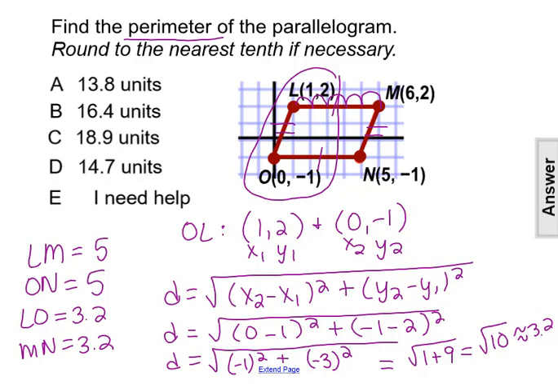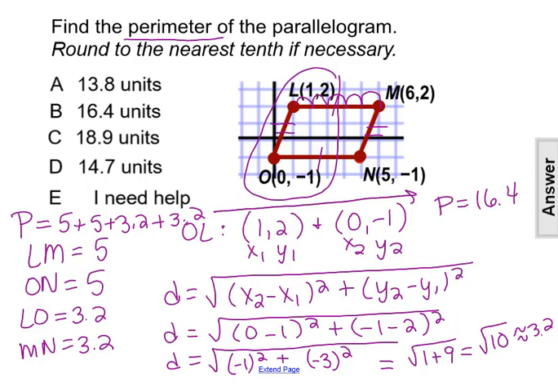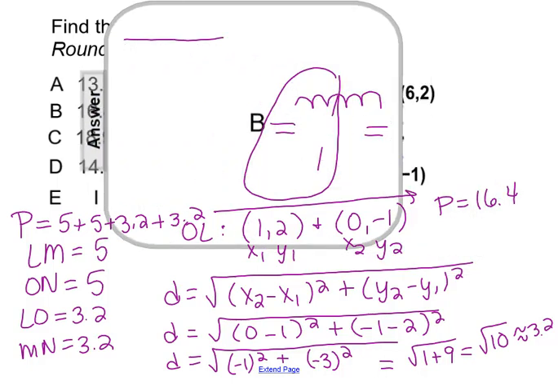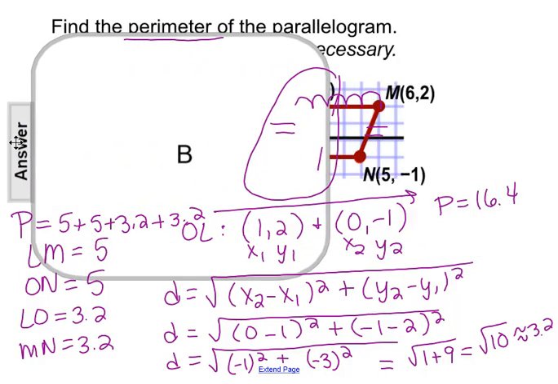So finding the perimeter, we're going to add up all of these side lengths. We're going to add up 5 plus 5 plus 3.2 plus 3.2, which is going to give us a sum of 16.4. Let's come over here to write that down. So 16.4, our answer is choice B. 16.4 units, that's the perimeter of the parallelogram.